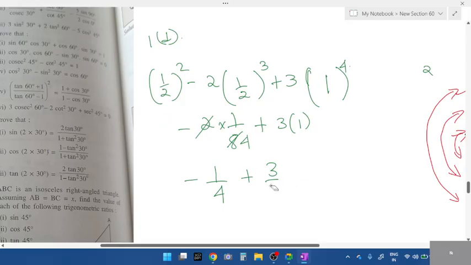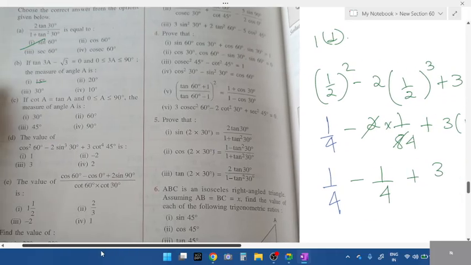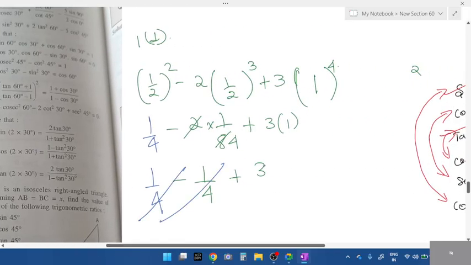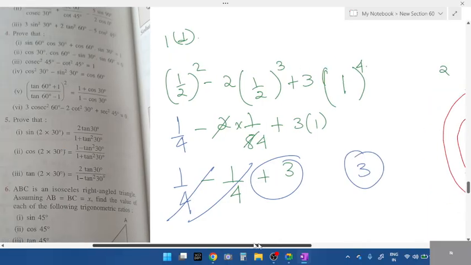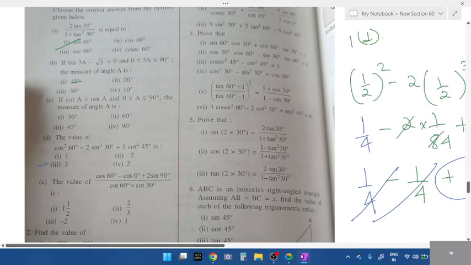It was a simple question. 1 by 4. 1 by 4. Which one gets cancelled? Yes. Plus 1 by 4 minus 1 by 4. What is left? 3. The answer is 3. Understood? That is option number 3, Shasha. D is 3. Clear?